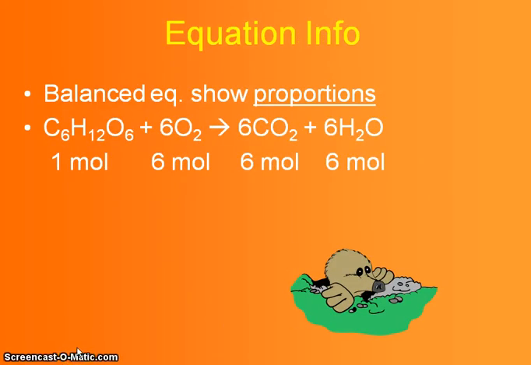Some other things that our balanced equation will show us are relative proportions of our chemicals. For the same cellular respiration equation, this is the same as saying that we've got 1 mole of glucose combining with 6 moles of oxygen to make 6 moles of carbon dioxide and 6 moles of water. Those are all the different ratios that we are going to be using in some calculations here.